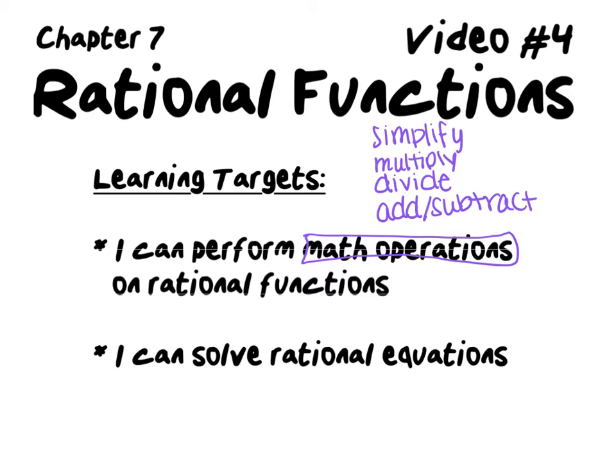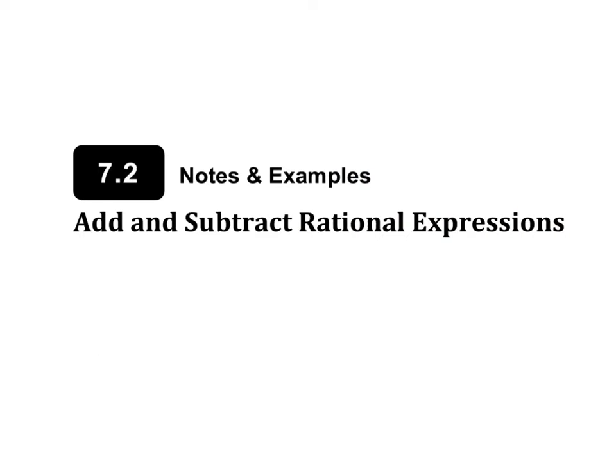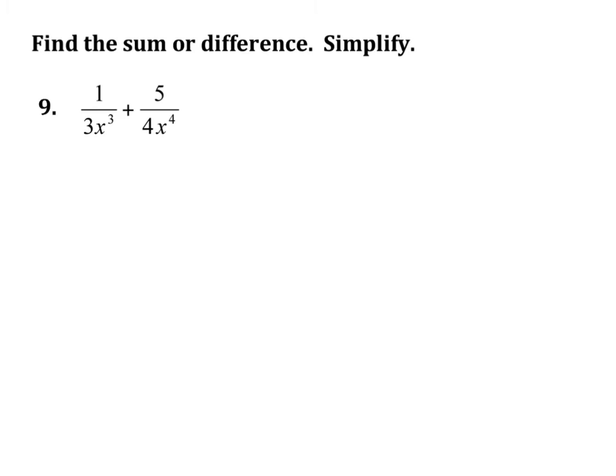So one of our main learning targets in Chapter 7 was that we can perform math operations on rational functions. We're pretty comfortable, or should be, with those first three. We need to finish up adding and subtracting today. So we left off ready to look at example 9.